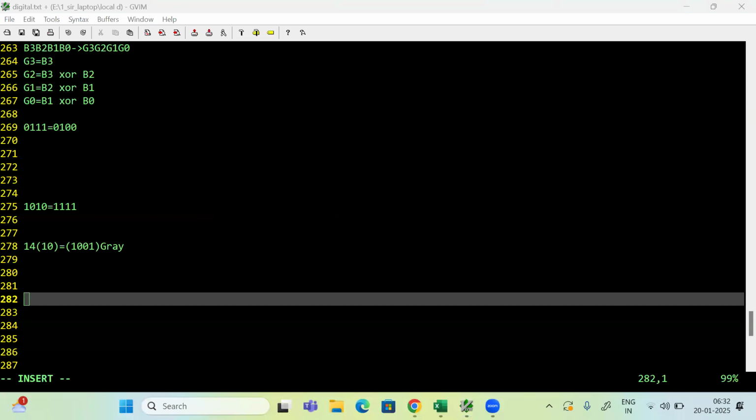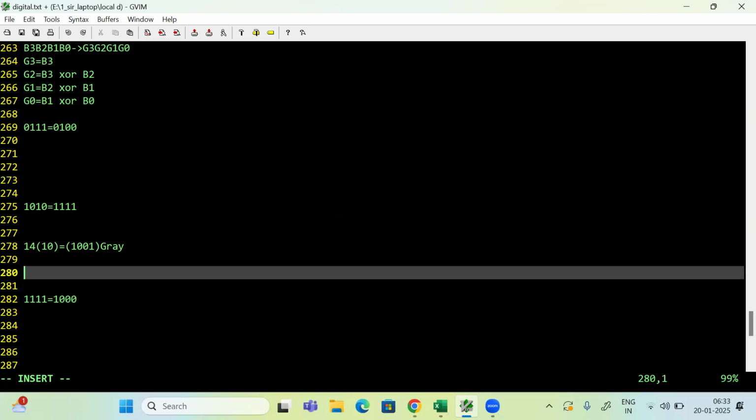15th. Did you solve it or do you remember the position? That's it. Right. 15. Okay, let us check. 1, 1, 1, 1. G3 equal to B3. 1 XOR 1 is what? 0. Next, 1 XOR 1. 1 XOR 1. What is the value? 0. What is the value you got?